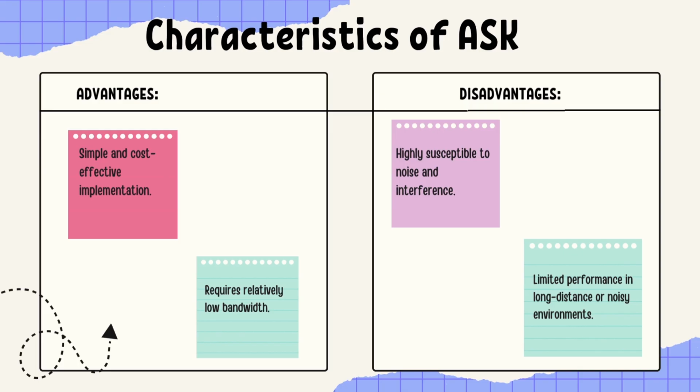The characteristics of ASK: advantages and disadvantages. The advantage of ASK is simple and low-cost implementation. It requires relatively low bandwidth. The disadvantage: highly susceptible to noise and interference, and limited performance in long distance or noisy environments.